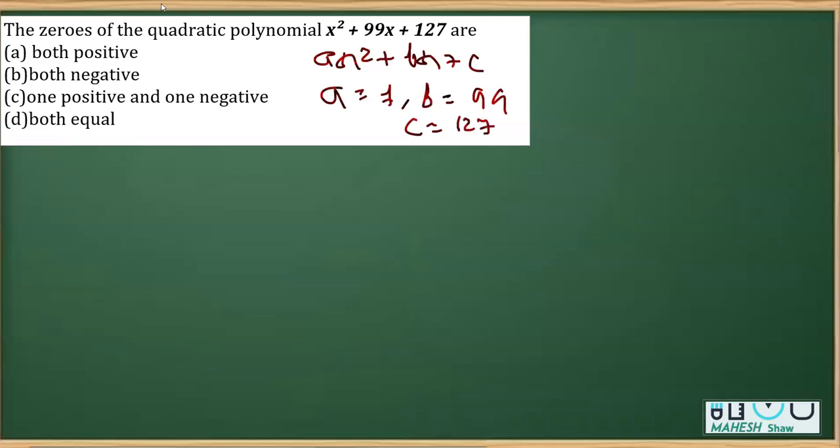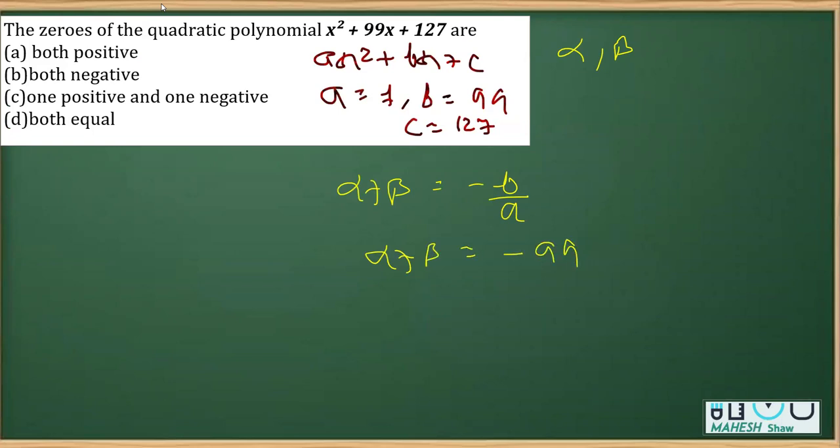Now, if I consider alpha and beta are the zeros, let's find out the sum of these zeros. If I find the sum of these zeros, that is alpha plus beta is equal to what? That is minus b over a. Now, from the values obtained, minus b, that means minus 99 over 1.